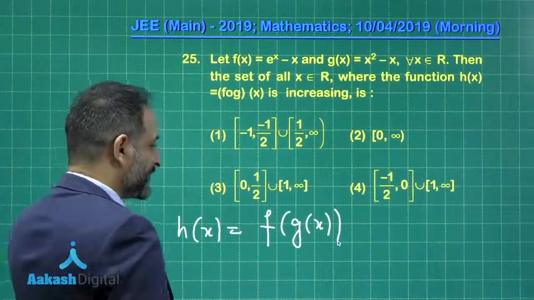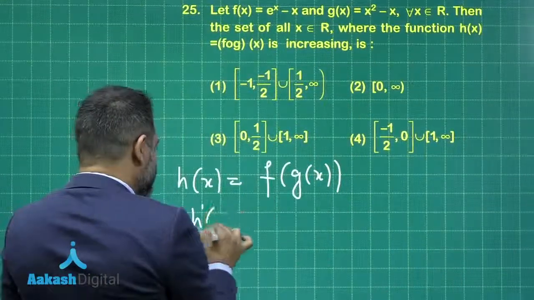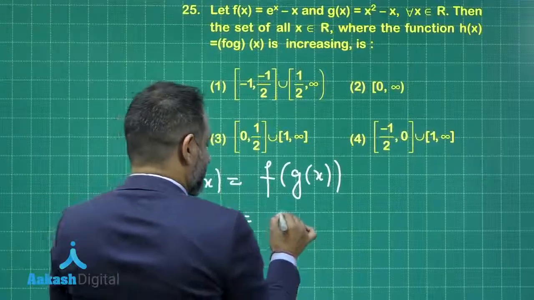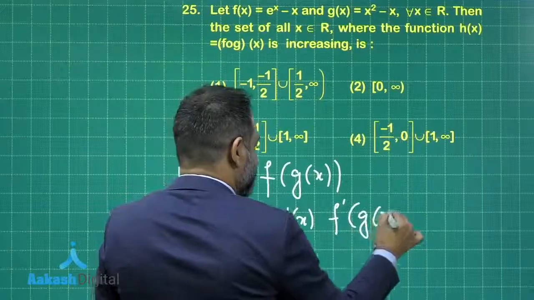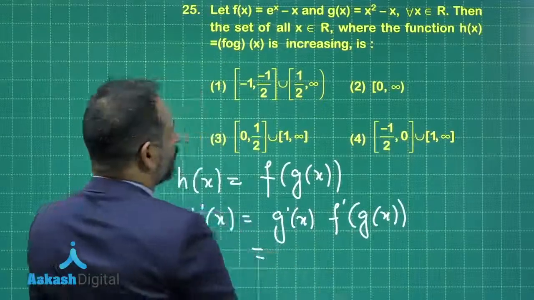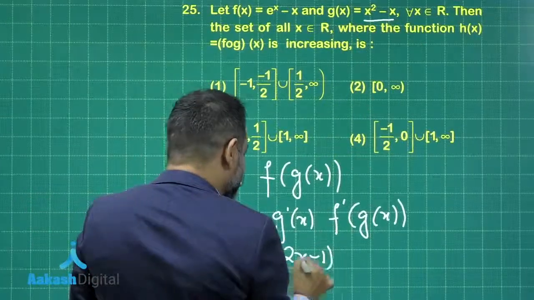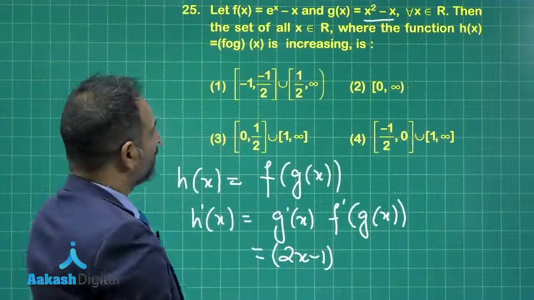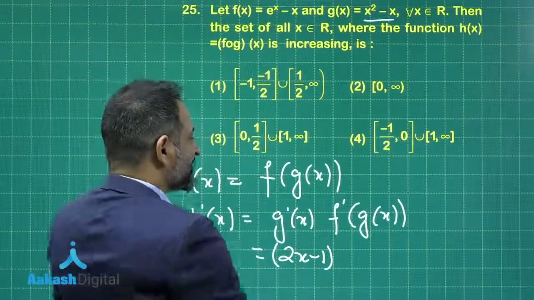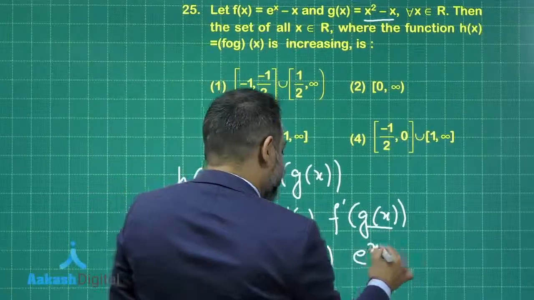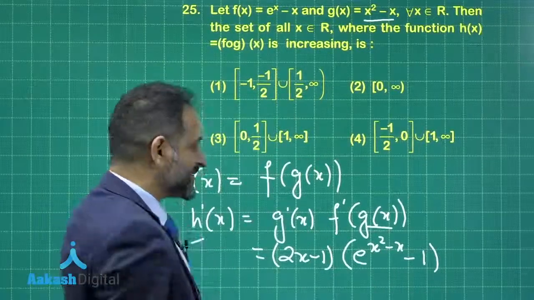So I am differentiating here. Let us see what we are having. h'(x) is equal to g'(x) into f'(g(x)). You can easily see, and what is g'(x)? You can calculate from here. This is 2x minus 1, and again f'(g(x)). f(x) is this, the derivative is e raised to the power x minus 1. Now substituting with g(x), we have e raised to the power x square minus x minus 1. So this is the derivative, that is h'(x).